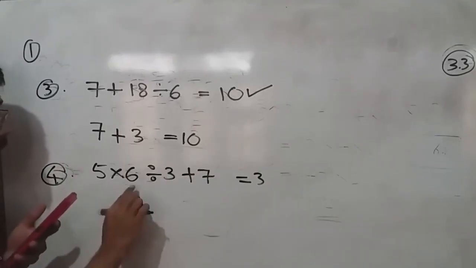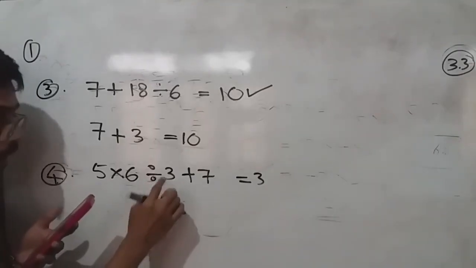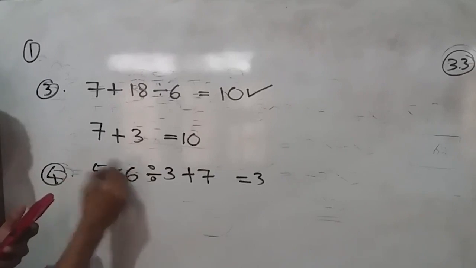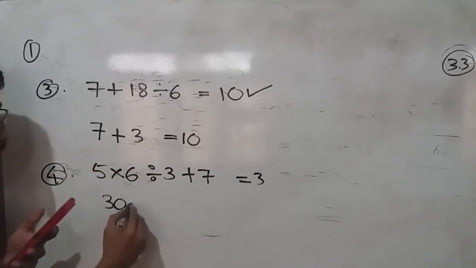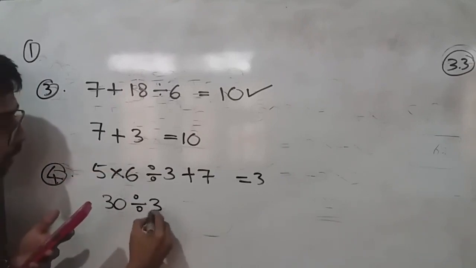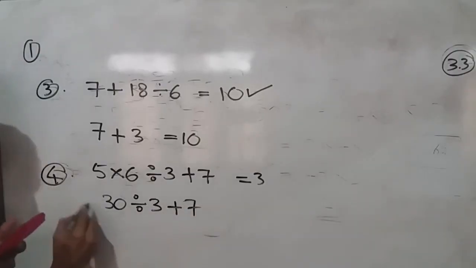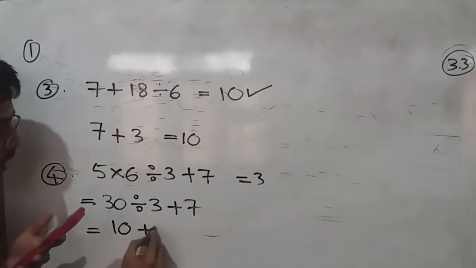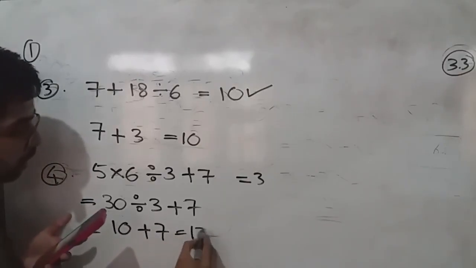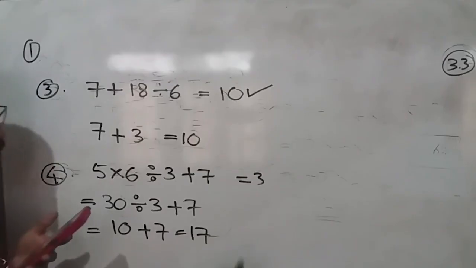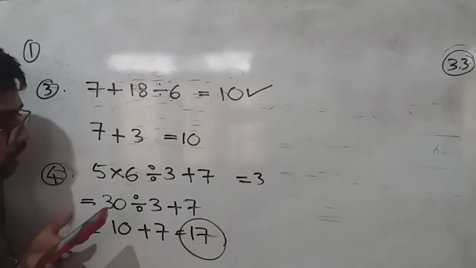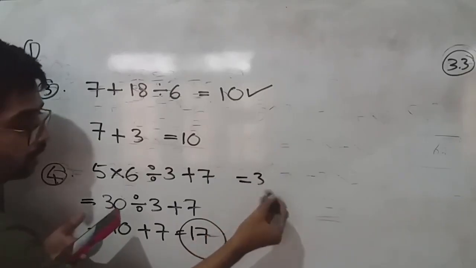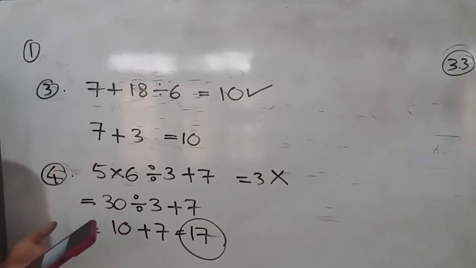After we have done the multiplication and the division, right? Then we add the 7, right? So 5 times 6, that is what? 30. Then we have to divide 30 by 3. Then add the 7. Okay? 30 divided by 3, that is what? 10. 10 plus 7, that is equal to what? 17, right? So the answer we got is 17. And the answer which is given is 3. So this thing is wrong.